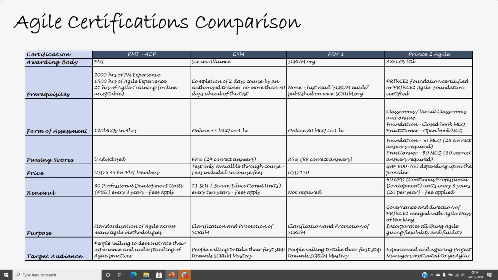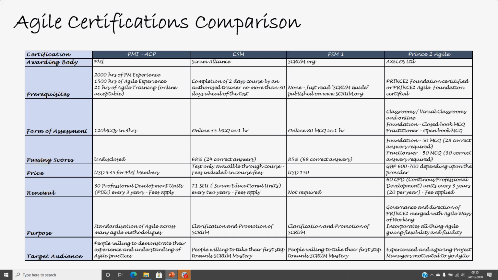It's not supposed to be face-to-face only. The form of assessment is 120 MCQs, multiple choice questions, that you need to answer in 3 hours. You don't have a passing score. The passing score is not disclosed by them. They have their own software which decides whether you have passed or not, without telling you how they have assessed you. For PMI members, the price is 435 USD. For non-members, it will be slightly more than that. I think it will be somewhere around 500 USD, something like that.